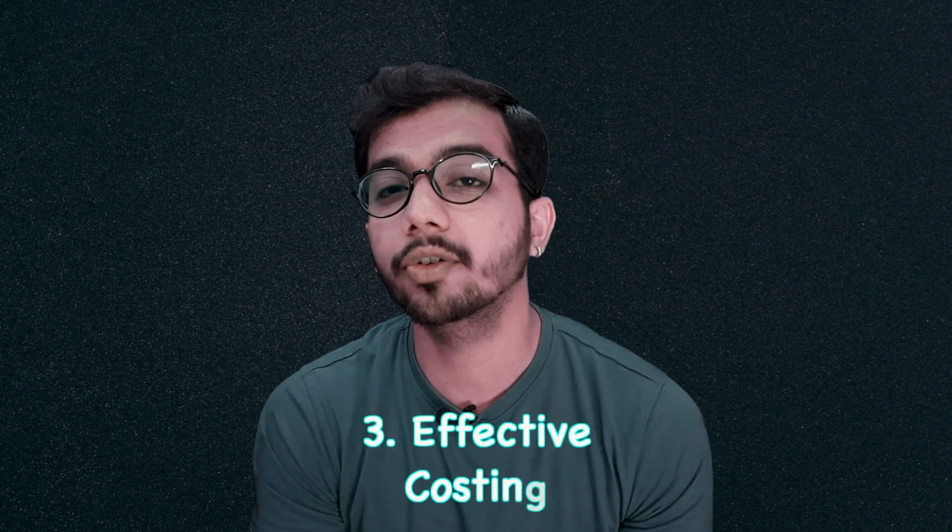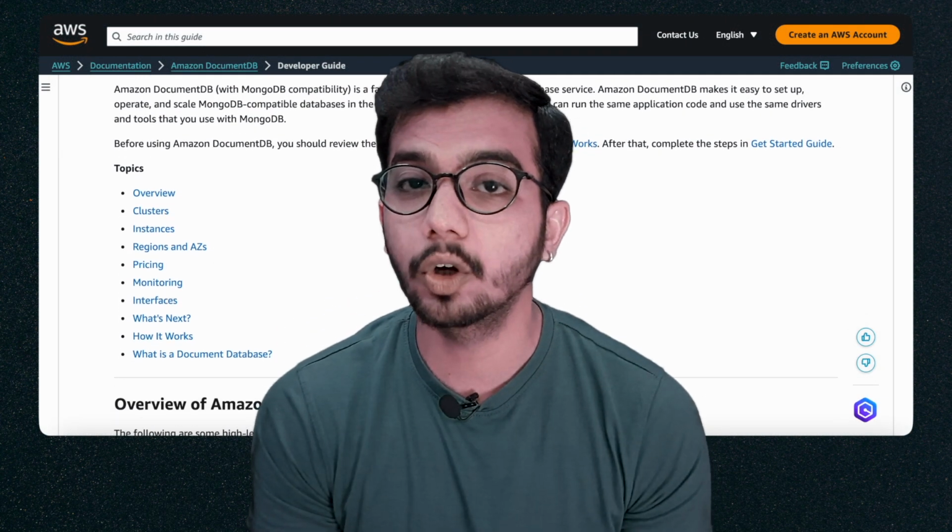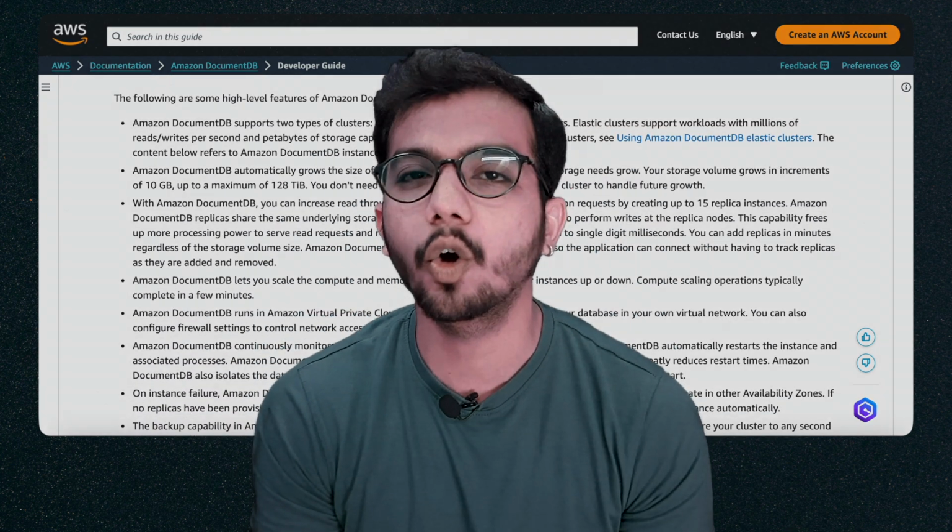Third one is effective costing. AWS claims that at large scale, DocumentDB can be the most cost-effective database for you. Referring to the AWS official documentation is always a wise choice for a deeper understanding of services like DocumentDB.